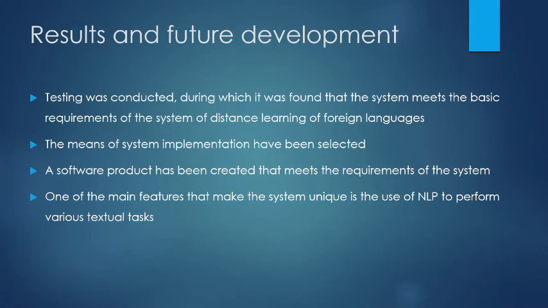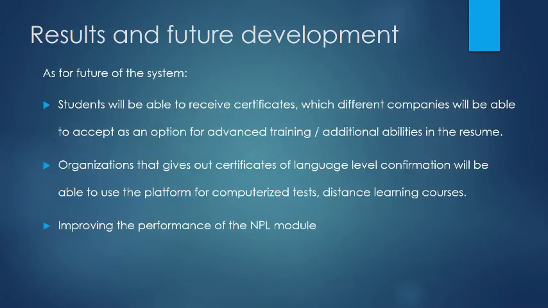One of the main features that make the system unique among other available analogues is the use of NLP to perform various textual tasks, for example, to check the grammar of essays written by students. The system also takes into account that such a function will not be able to be used during the examination or tests. From the perspective of the project, it should be noted: 1.